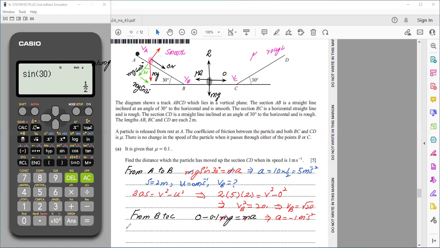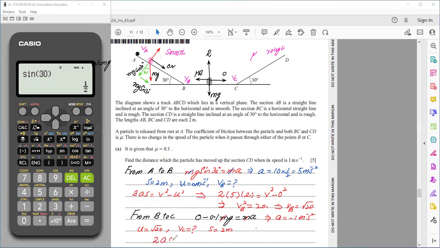Now, for the motion from B to C, the initial velocity we already have: it is under root 20 meter per second, because that was the final velocity from A to B, and over here it is the initial velocity. The final velocity at point C we have no information about, so that is the unknown. Then the distance is 2 meter, and the acceleration is minus 1 meter per second square. So you have to use this information.